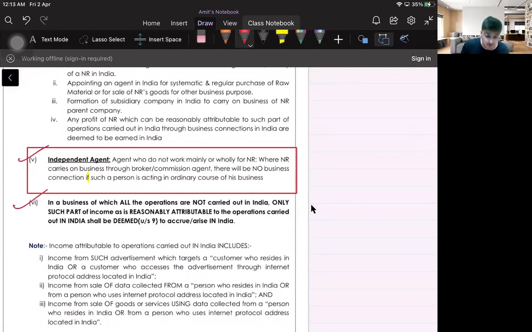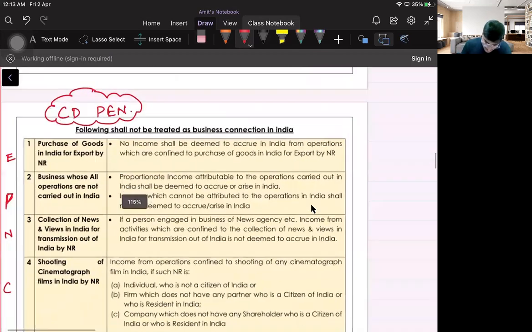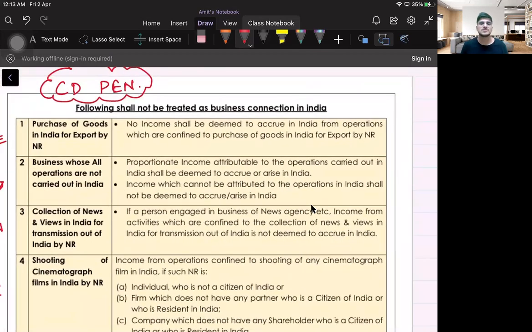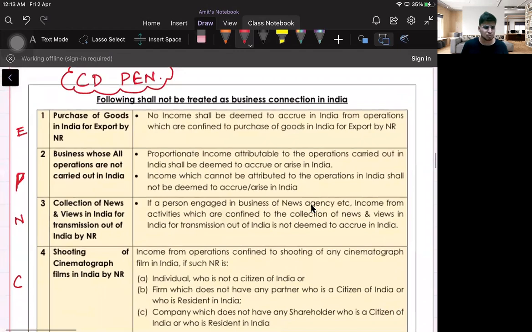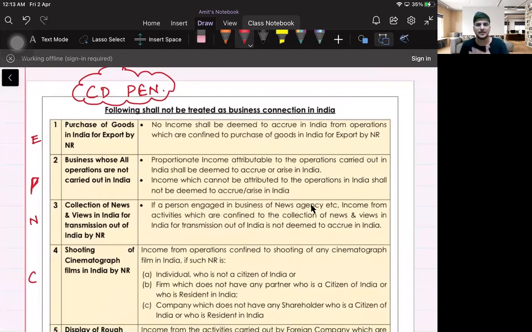Point number six is that only the income which is attributable to that business connection, only that much income will be taxed in India for Google Inc. Perfect. But they have said that the following shall not be treated as business connection in India. For that I have a mnemonic: CD PEN. What is C?